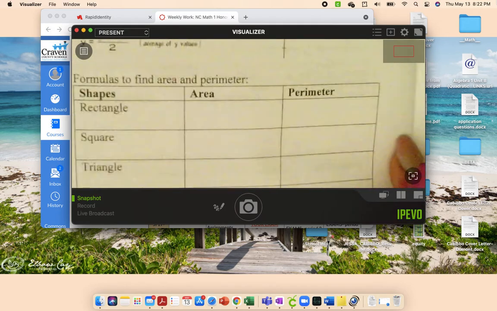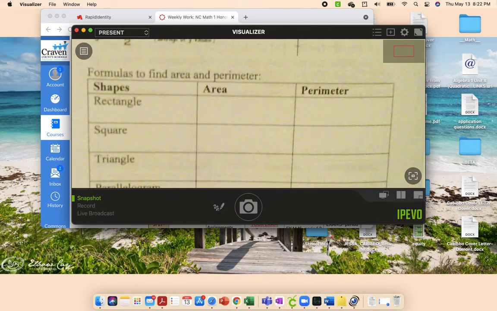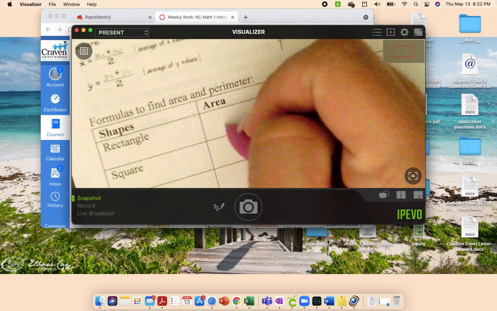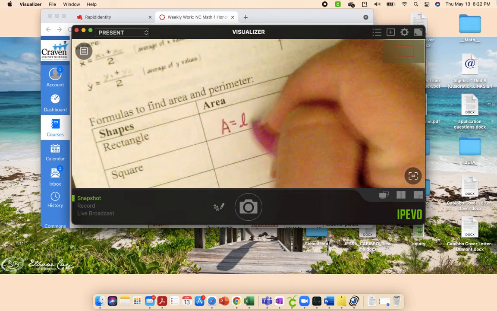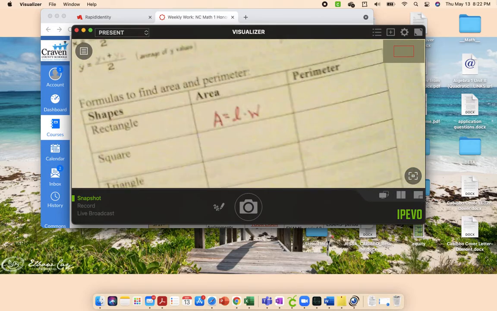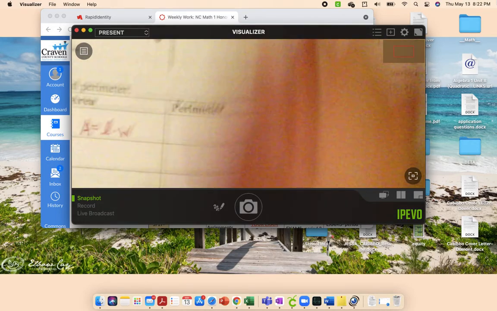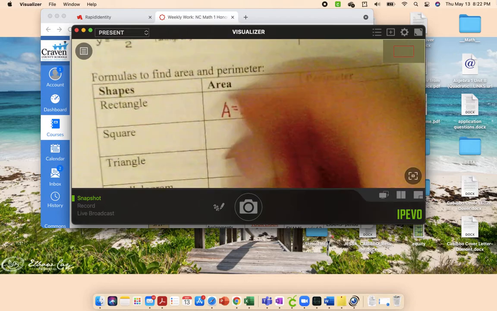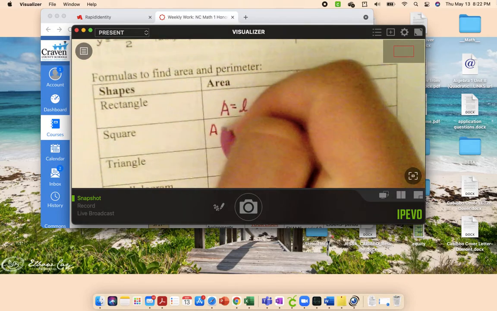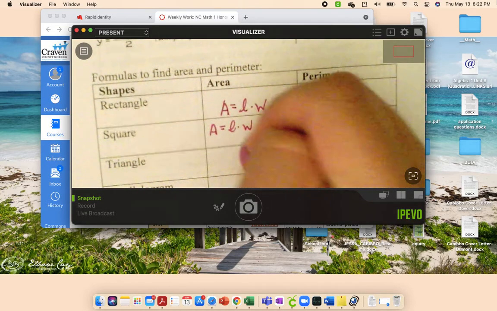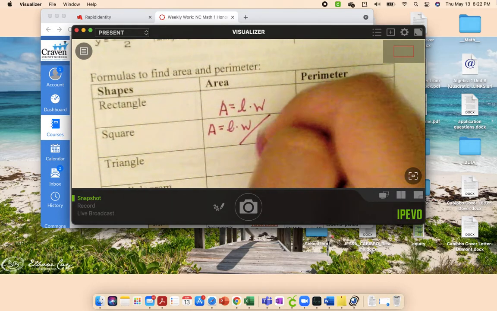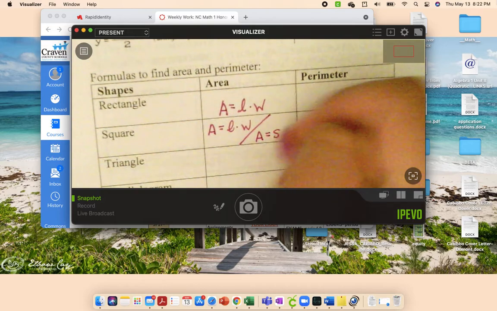Let's review our formulas. We know that the area of a rectangle, we have been doing that, is A equals length times width. Pretty easy for that. Our square is a special type of rectangle. It's a rectangle with 4 equal sides. So you can actually go ahead and use length times width for this one. Additionally, since our sides are equal, we can also say A equals S squared.